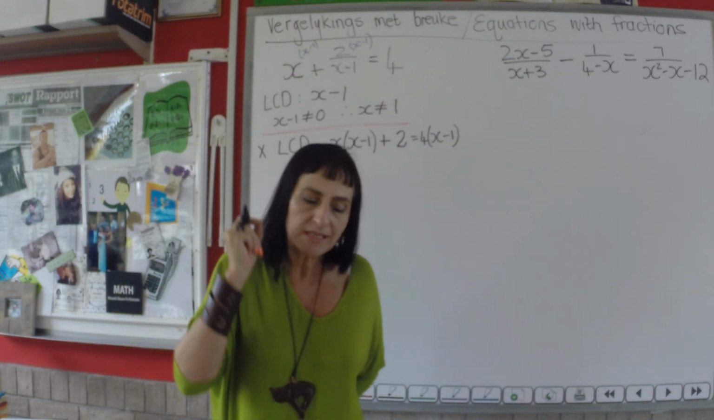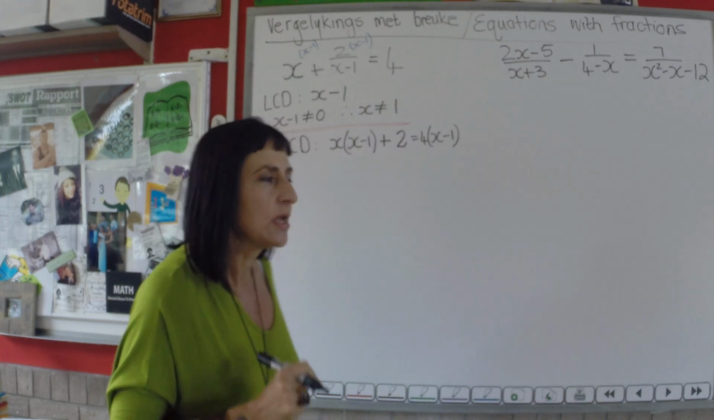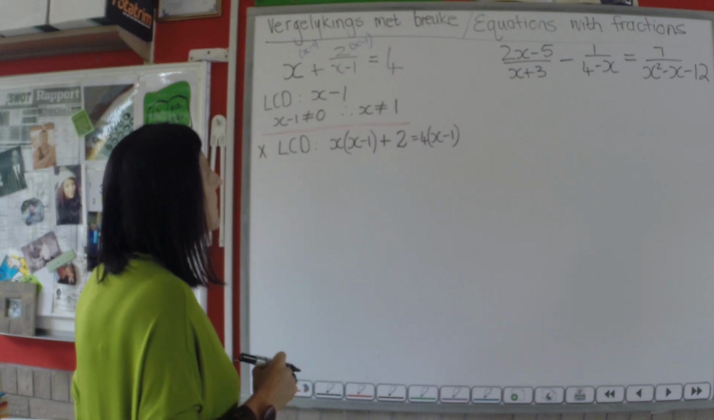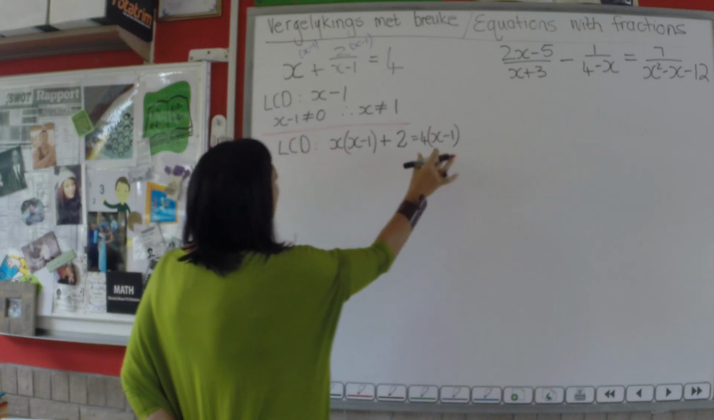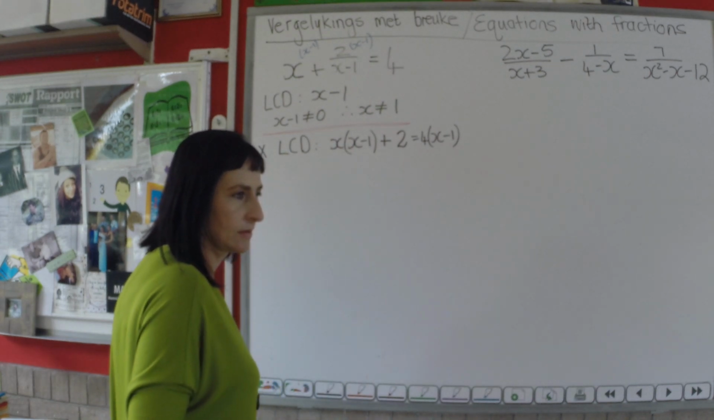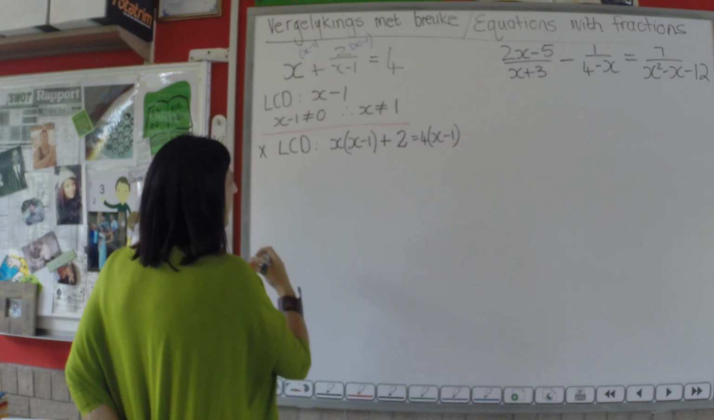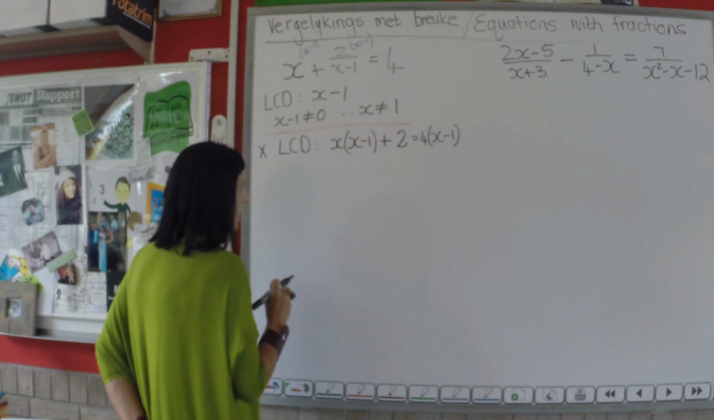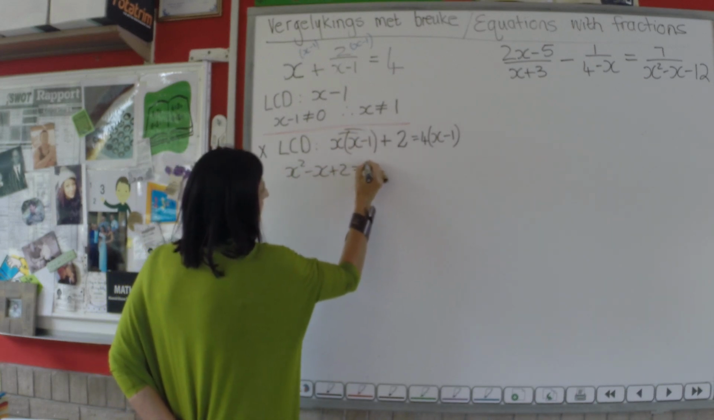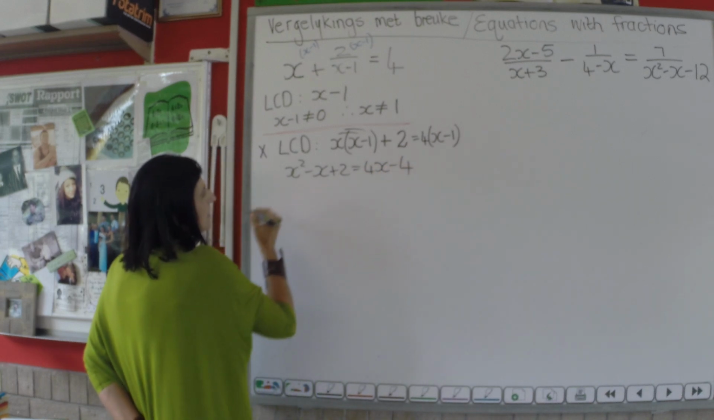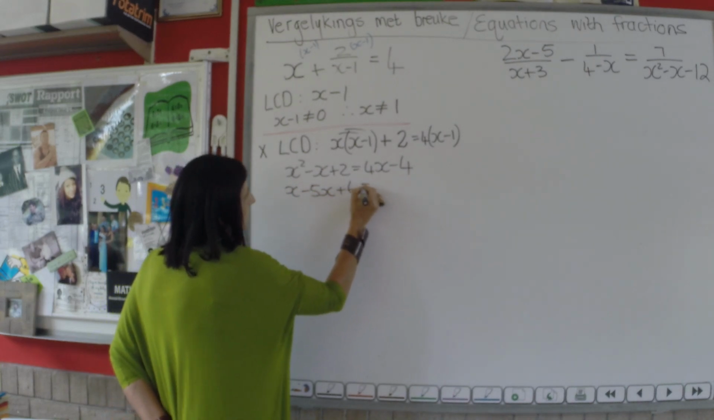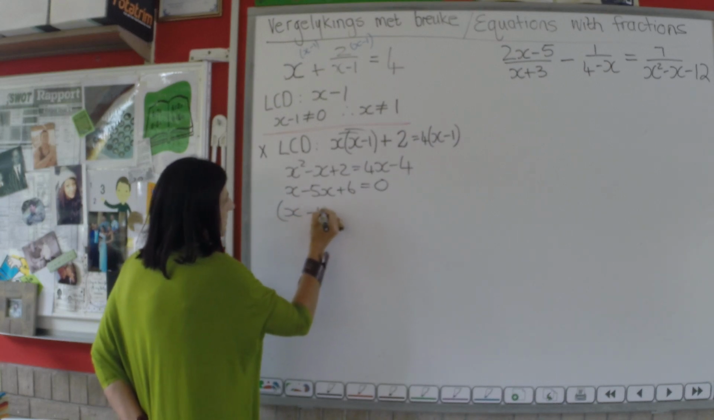Ek kan dit alleenlik doen. I can multiply with the LCD only if there's an equals to in an equation with a fraction. Ek kan nie by 'n gewone uitdrukking hierdie gaan doen om van my breuk ontslae te raak. As hierdie is gelyk aan was nie, kon ek dit nie doen. Dan kan ek nie van my breuk ontslae raak nie. Okay, back because there's equals to, I can get rid of my fraction. So nou gaan ek uitvermenigvuldig, dus x kwadraat minus x plus 2 is gelyk aan 4x minus 4. Because there's a square, I take everything to the one side. I equal it to 0. I factorize.